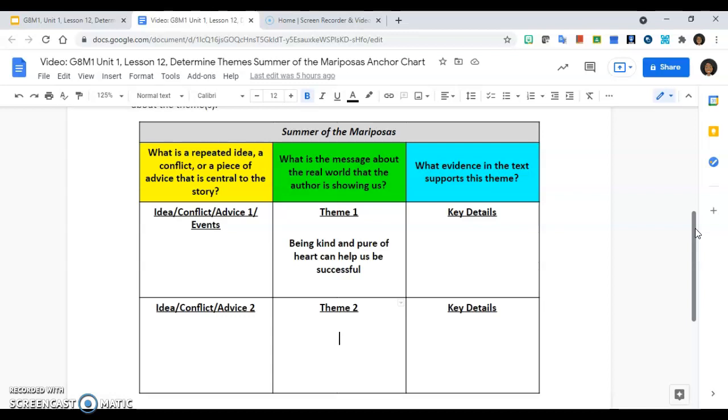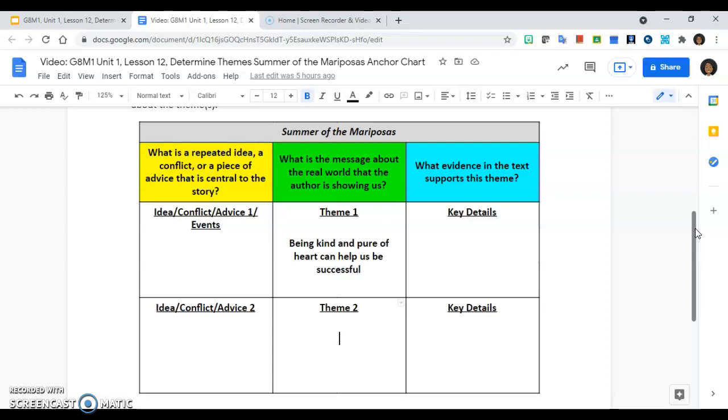So let's say you're given the theme: kind and pure of heart can help us be successful. So that means when you're nice or when you do good things, good things happen to you, which means the opposite. When you do something wrong, bad things happen to you as well, right?